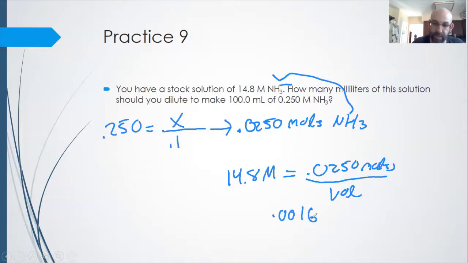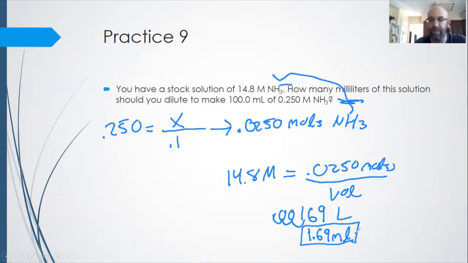How many sig figs we got? 3, 1.69. All right, that's liters, but it says mils, so multiply this by 1,000, move the decimal 3 places over. 1, 2, 3. You need 1.69 milliliters. Very small amount to make that solution. So that's the first way. Again, notice everything revolves around the mole, right? Here is the other way.